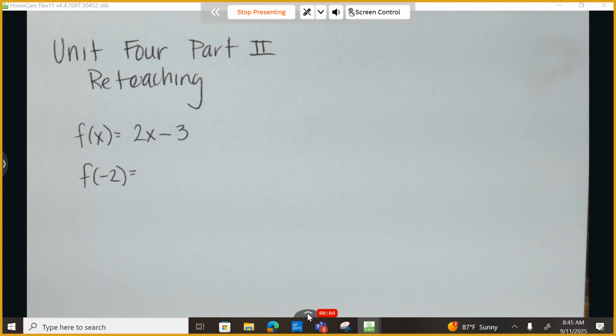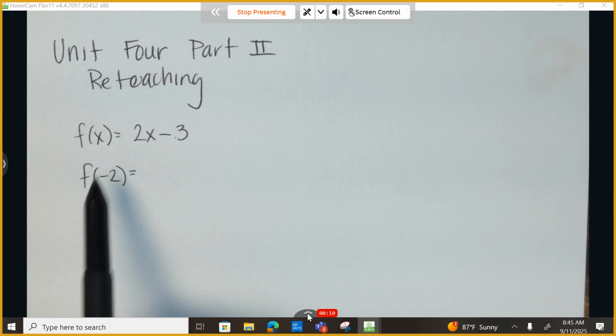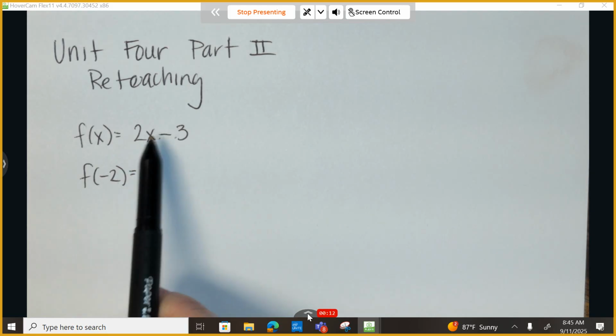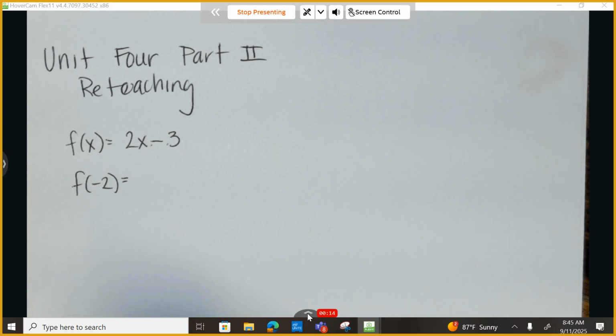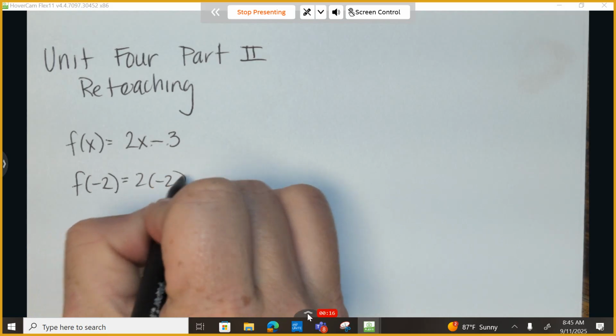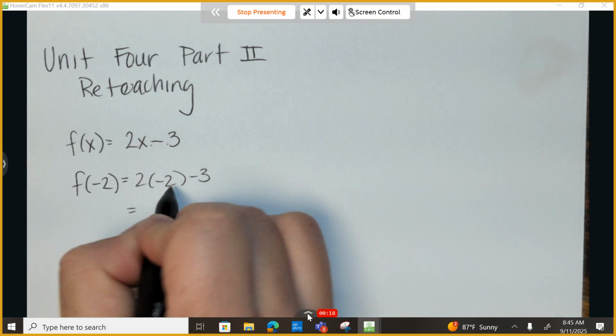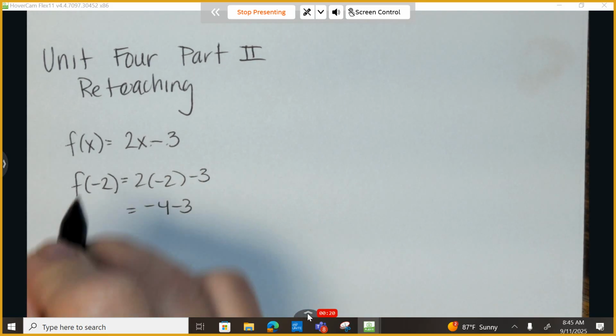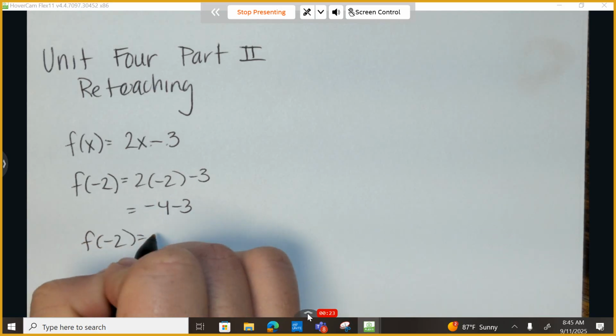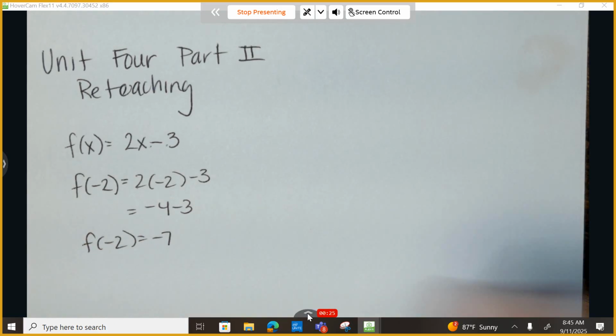Okay, let's visit with the questions from your homework, like 11 through 14, as we do a reteaching of this. I'm provided with a function. Let's first evaluate this particular function when x, or the input value, is -2. So I'm going to substitute in -2. -2 times 2 is -4. Subtract 3 is going to be -7. And you're welcome to use a calculator, which I will show you shortly.